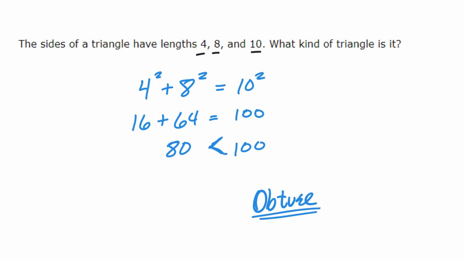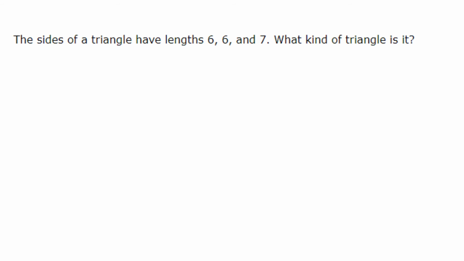And we knew it was a triangle to start because 4 plus 8 is 12, and 12 is definitely... All right, this one, we definitely have a triangle because 6 plus 6 is 12, and 12 is greater than 7. This is an isosceles right triangle.